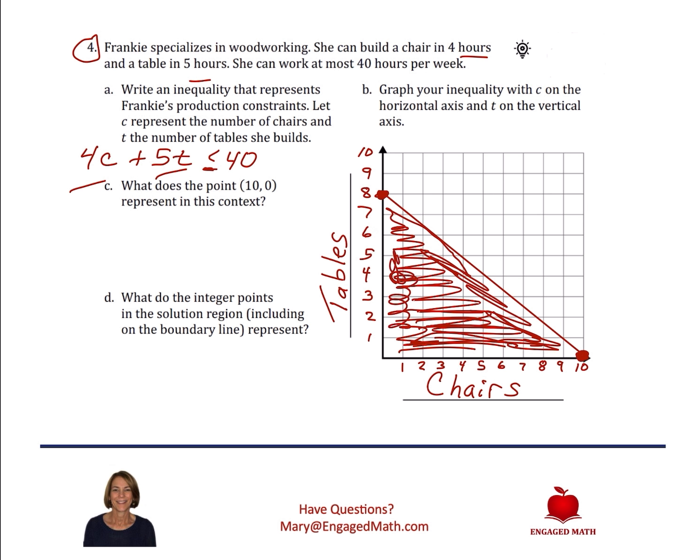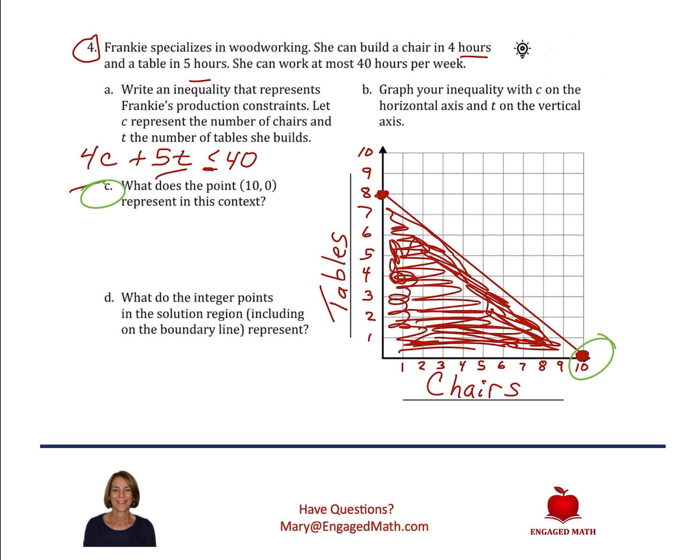Now, of course, because she can't make a third of a chair or a fourth of a table, I mean, I guess she could, but we're not going to look at it that way. What we're going to look at are only the integer coordinates, the whole numbers, 3 tables, 4 chairs, things like that. So now it says, what does the point 10, 0 represent in this situation? So the point 10, 0 is right here. I'm going to just circle it in green. And just to make sure you see, this is going to be the answer to C.